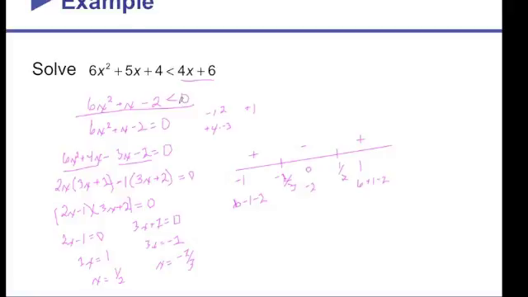And here I wanted it less than 0. So here's my 0 and 0, and it's less than 0 between them. So negative 2/3 is less than x is less than 1/2. That's written with inequality. In interval notation, it would be parentheses, negative 2/3, comma, 1/2, parentheses again.